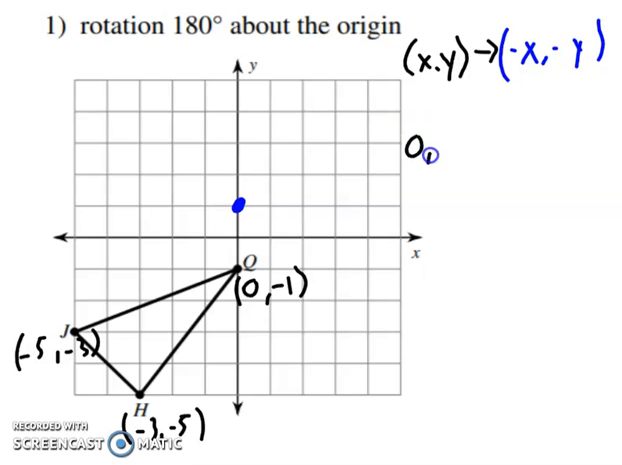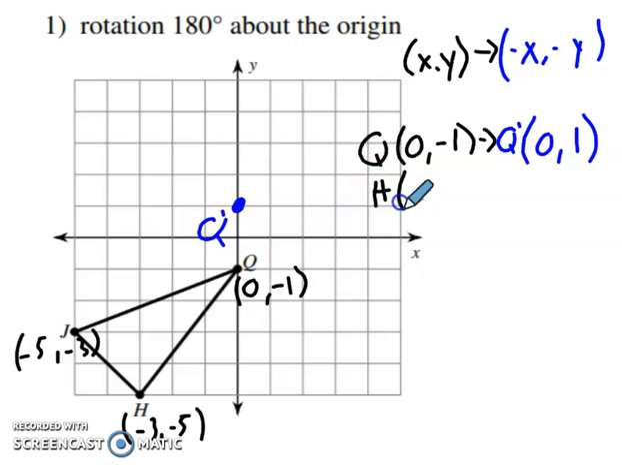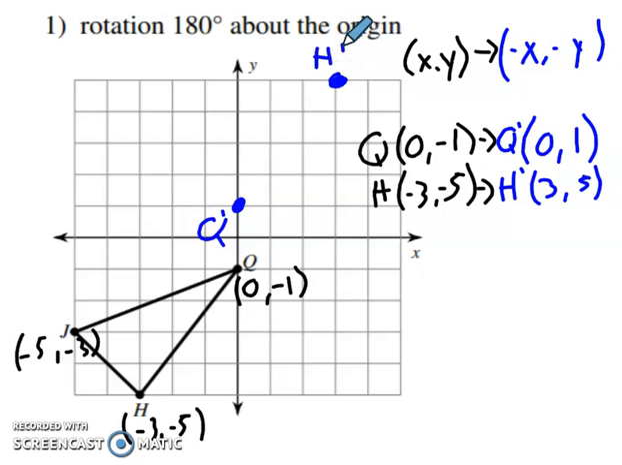So if I show it over here, this was Q, turns into Q prime 0 comma 1. Okay, and we label. We're starting out with H was negative 3 comma negative 5. That turns into, well, the opposite of negative 3 is positive 3. The opposite of negative 5 is positive 5. So we graph that 3 and 5. Oh no, I'm going to run out of room.